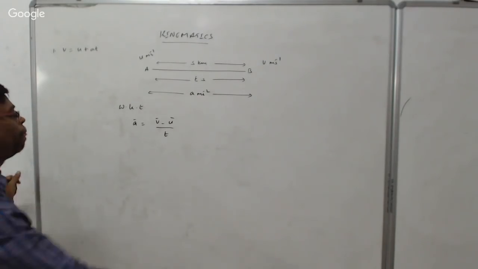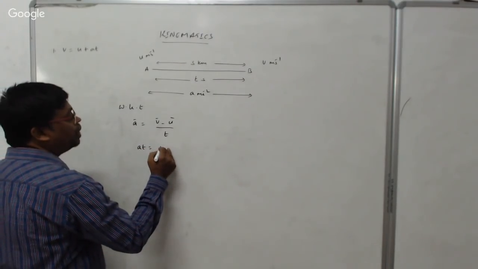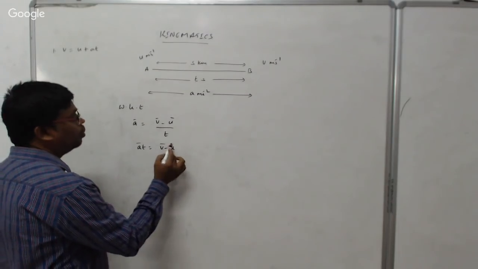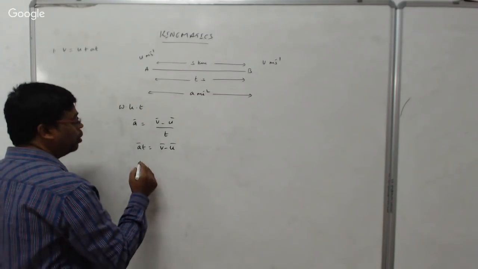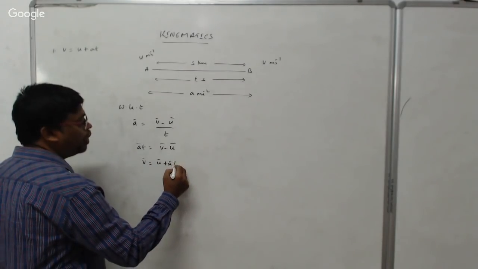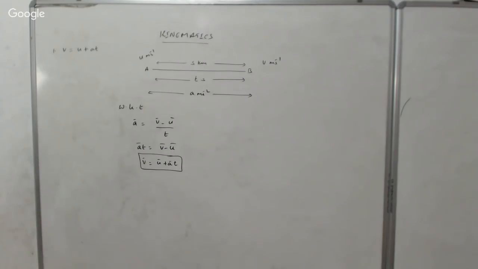Okay. Now, let us cross multiply it. at is equal to v minus u. Right. Now, v bar is equal to u bar plus a bar into t. This is how the first equation of motion is obtained. Understood? Shall I repeat?